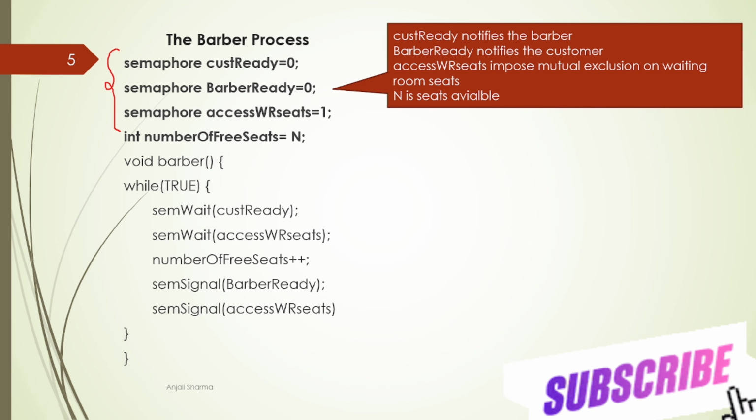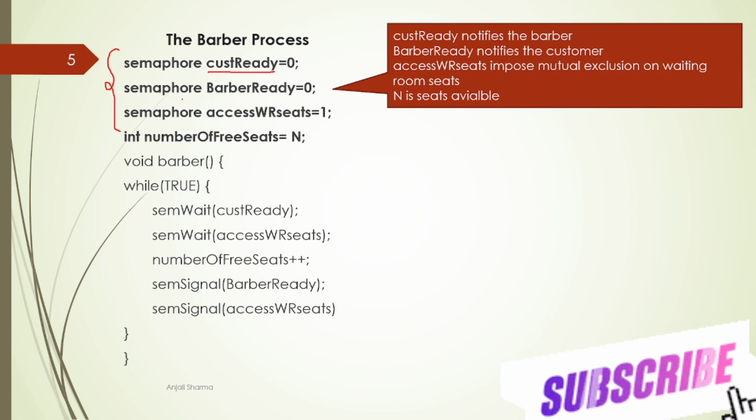Now let us see what it is. So the first one, which is cust ready, right? It is actually notifying the barber. Remember the process, if the customer enters the shop and he sees that the barber is sleeping, then he will be waking up the barber, right? That I am here, please cut my hair, right? So the cust ready semaphore is being used to notify the barber, right?